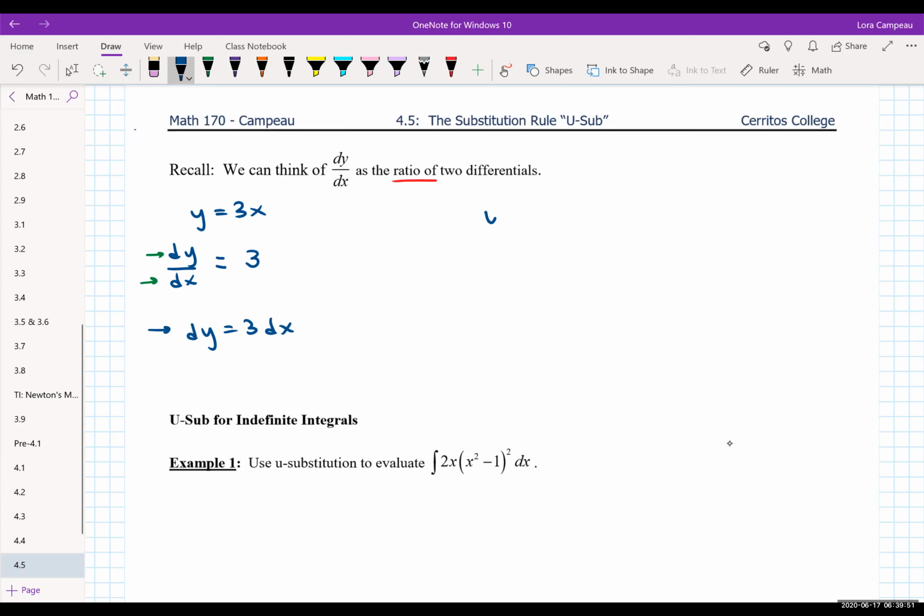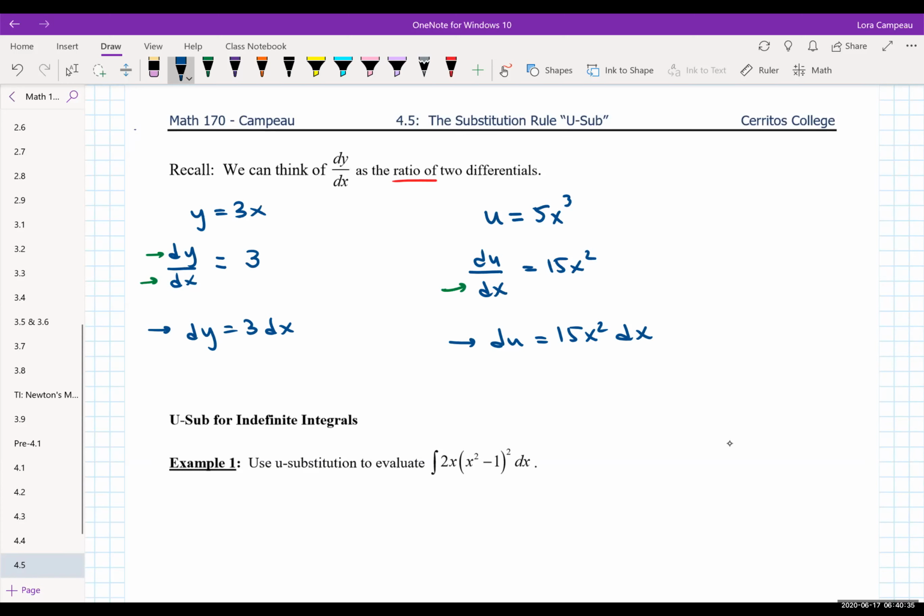Another idea, let's say I have u. Sometimes the variables switch up on us. So let's say we have u equals 5x cubed. If we wanted to find the derivative of u with respect to x, well, what is that? 3 times 5, 15x squared. But again, since we can think about du and dx as a ratio of differentials, it's okay to multiply both sides by dx. So we can now rewrite this as du equals 15x squared times dx. This is going to be the first idea of when we're using USub.